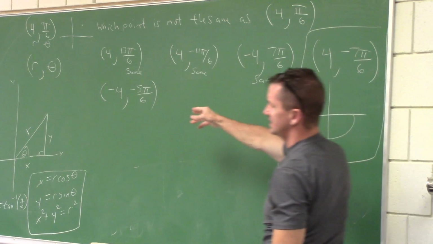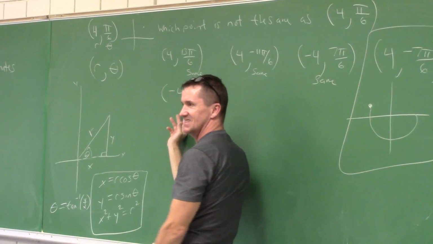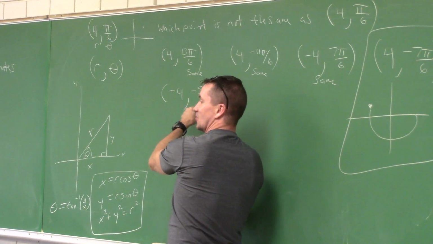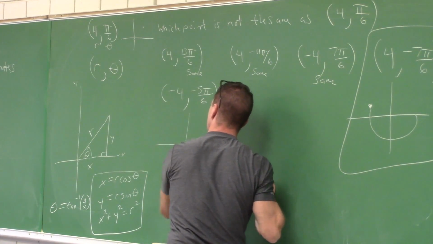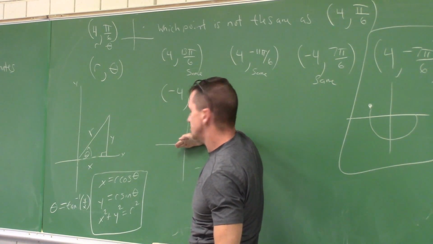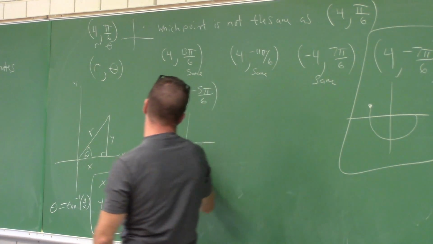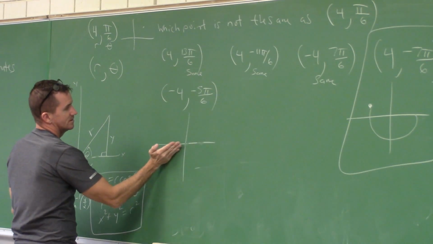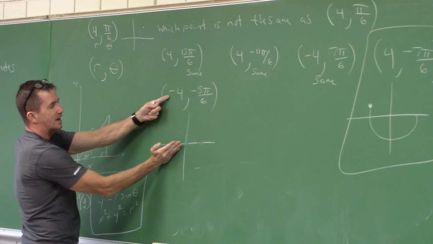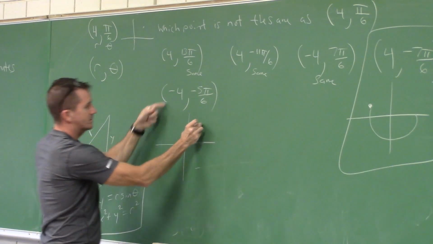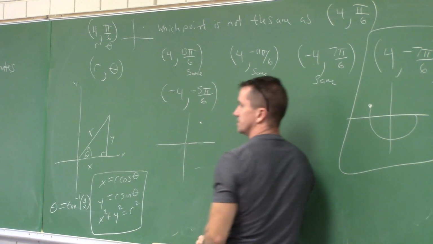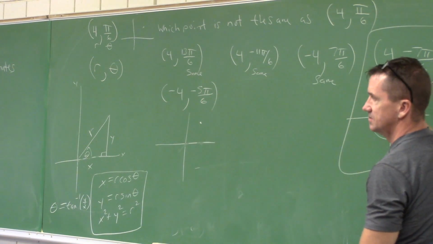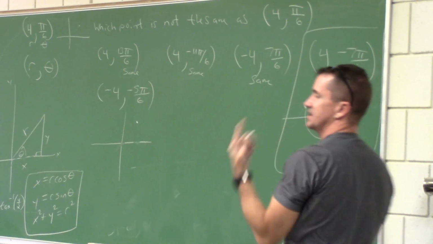Now how about this guy? Where's this? Let's start with that. Let's rotate negative 5 pi over 6. Where's that? I always like to do the angle first. Just rotate, rotate, rotate. Negative 5 pi over 6 puts me here. Right? But the r is negative, where would I go? Same point. All these are the same except for who? Yeah, you're the one that's different.